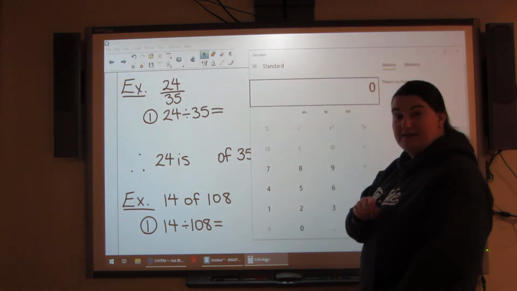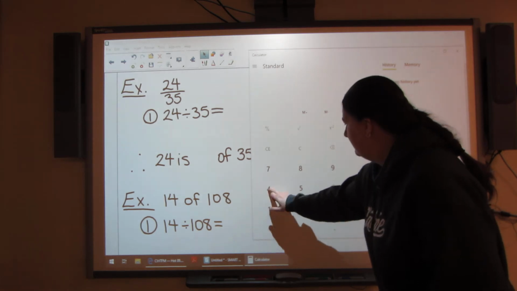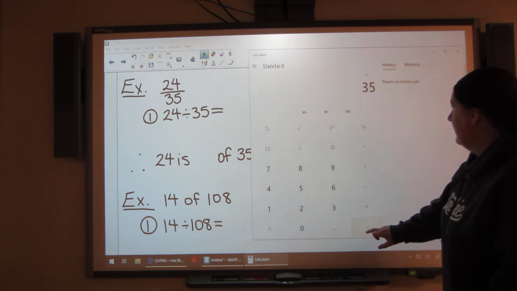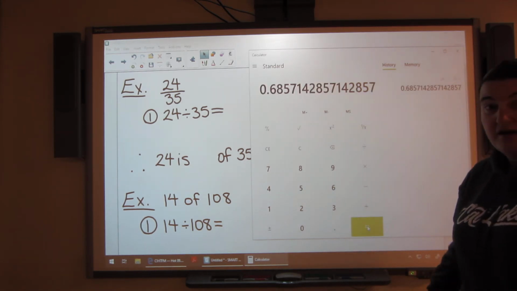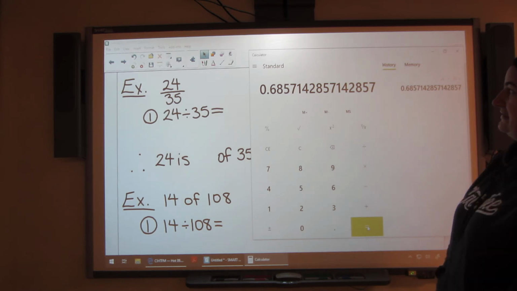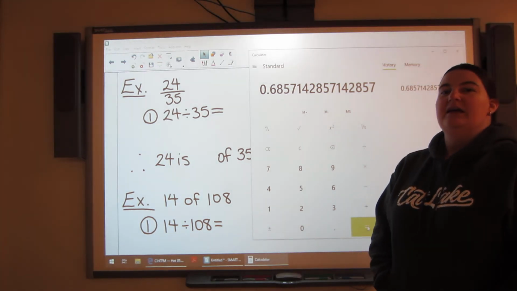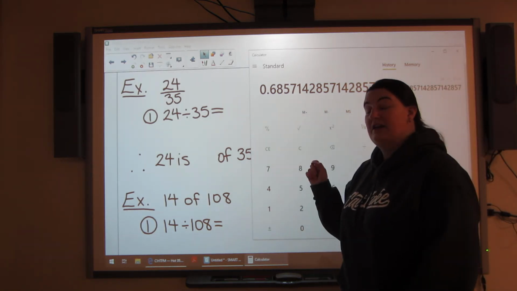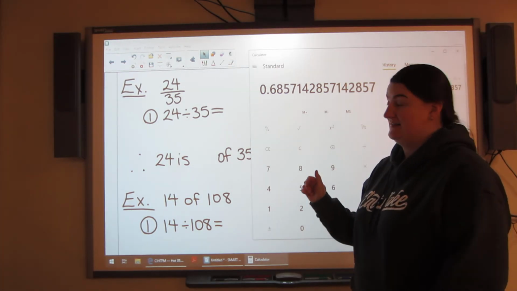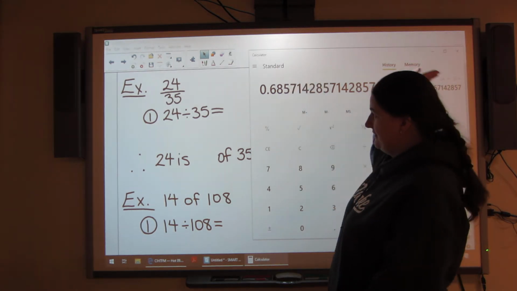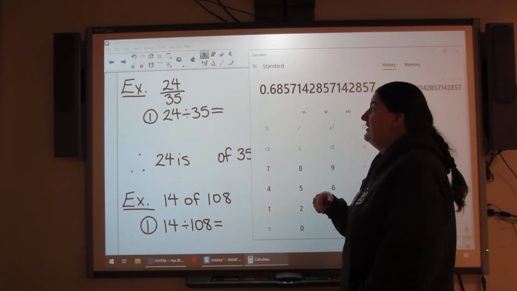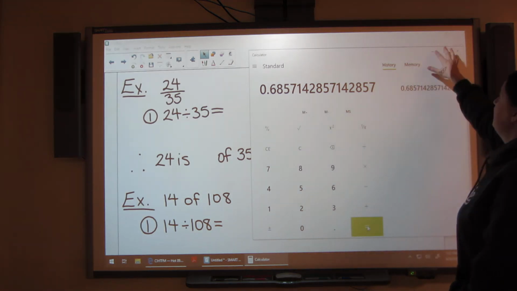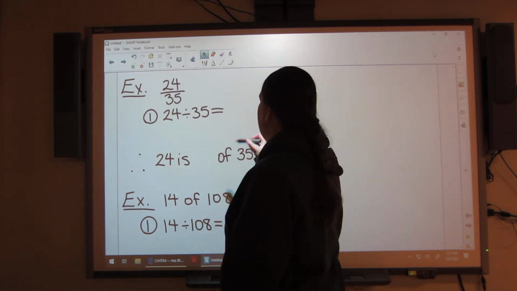So, grab your trusty calculator, and you take your 24, and you divide it by 35. So you end up with a really big long number, and often this is going to happen. Now what you need to do, just like we've done before, when dealing with percent, the more important part is your 2 digits after the decimal. So in this case, you can kind of ignore all the rest of it. 0.68 or 68 hundredths. So you remember 0.68. So that's what I'm going to write down.